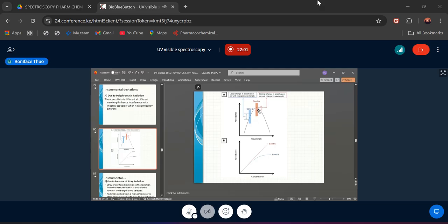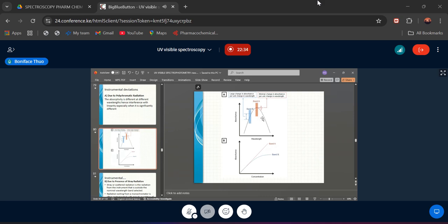If you set the instrument at the particular wavelength, and then by error you set at a slightly different wavelength. If you are outside the lambda max region, you'll find the difference in absorbance from the lowest to the highest will be very high.